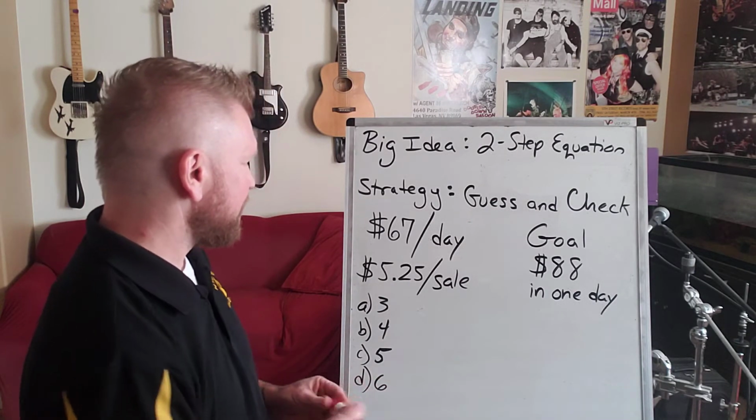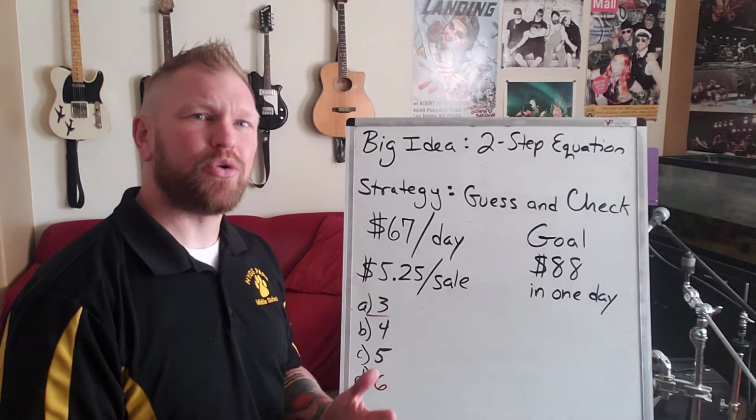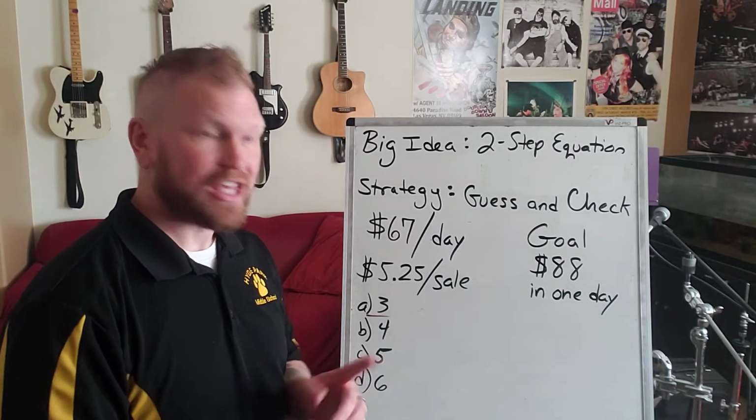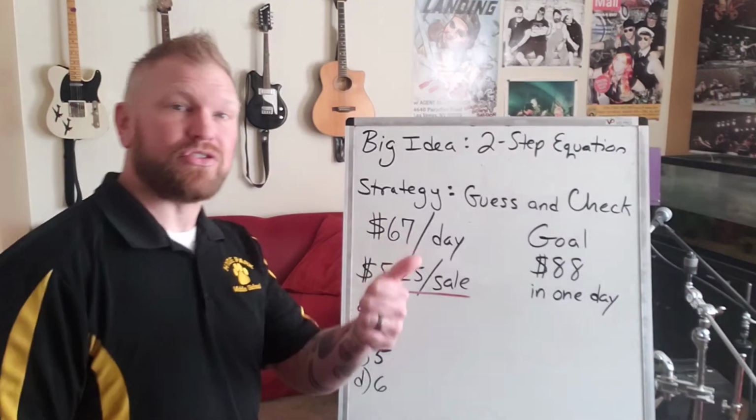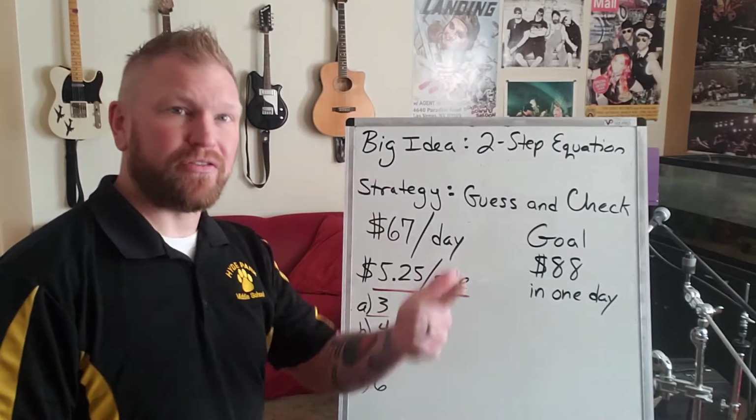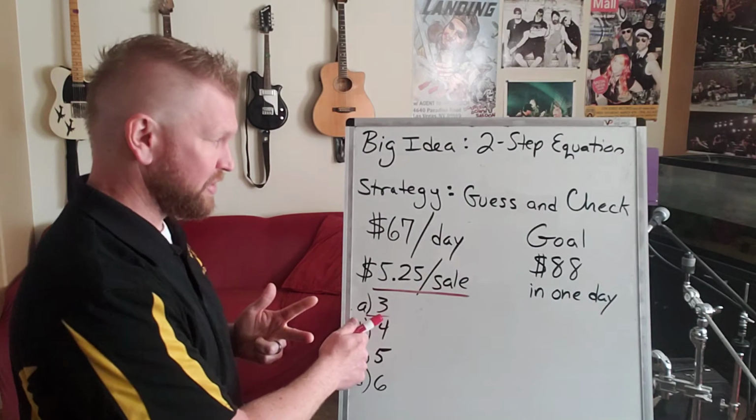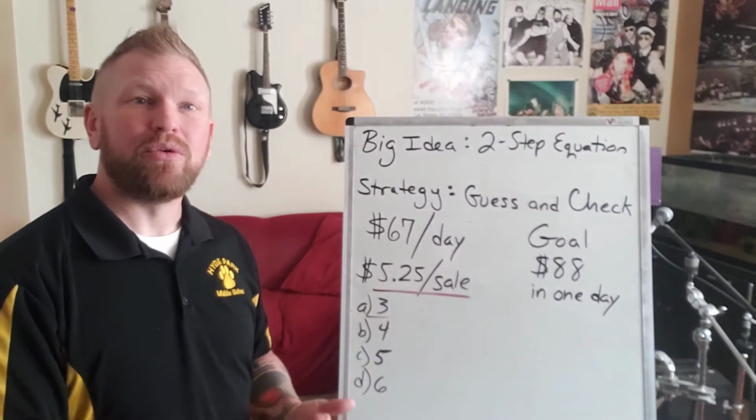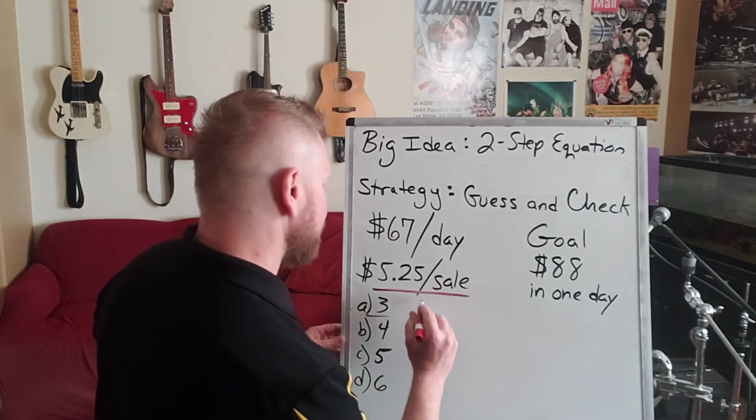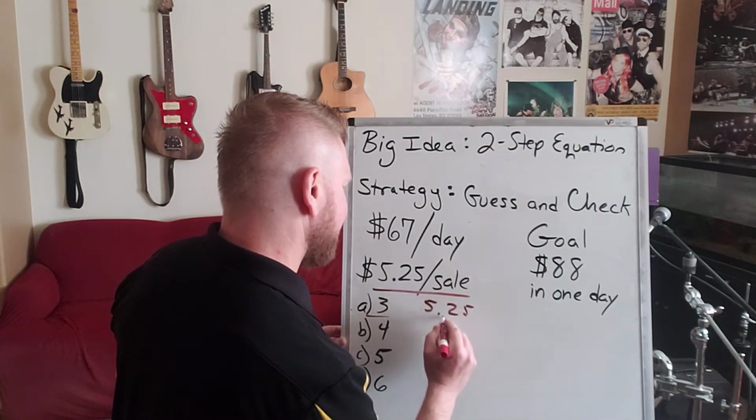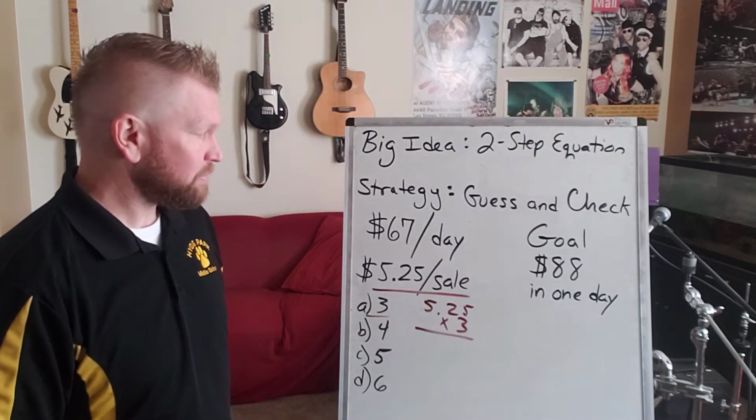So let's say we guess 3 sales. Maybe 3 sales is the answer. So how would you figure out how much total money you'd make if you had 3 sales? Keep in mind, it's $5.25 per sale. So you're getting $5.25 for the first sale, another $5.25 for the next sale, and another $5.25 for the next sale. That's 3 sales. How do we figure out how much money that is? Well, if you want to, you could do $5.25 plus $5.25 plus $5.25, or you could do $5.25 times 3 to see how much money you'd make for making those 3 sales.